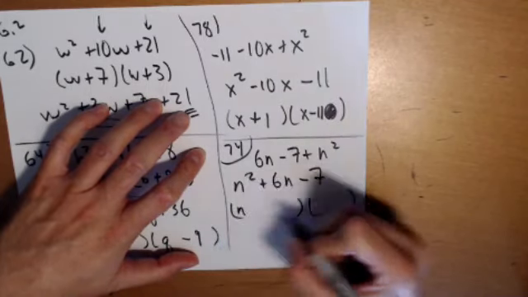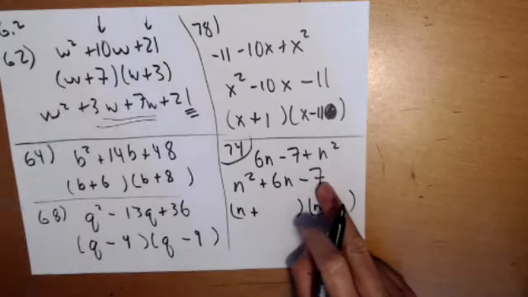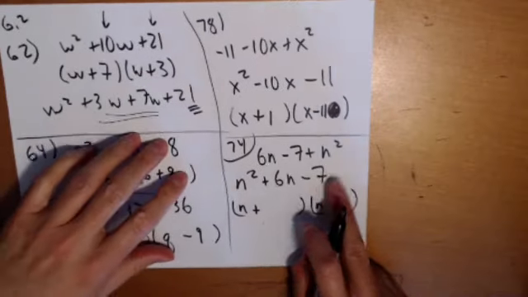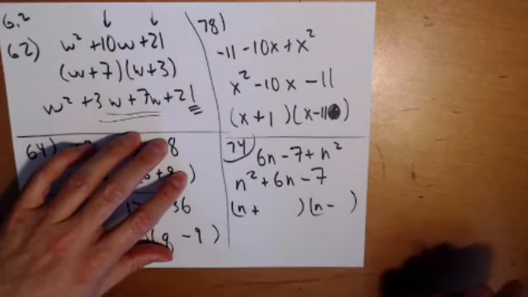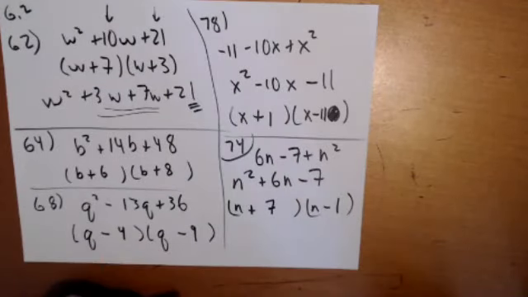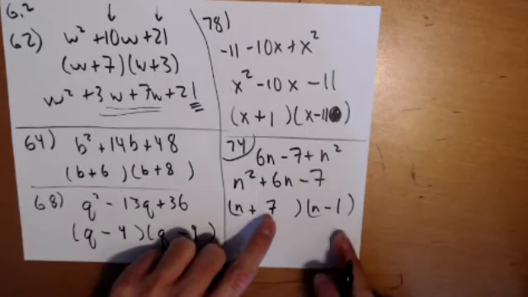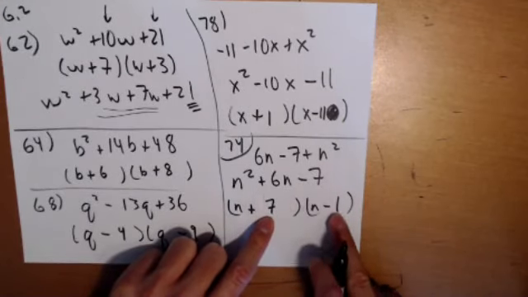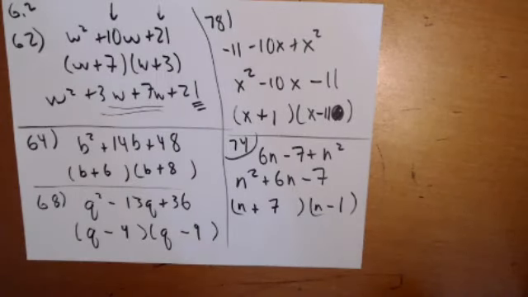Okay, n, positive, negative. So the only way to get 7 is 7 times 1. Signs are different, and the bigger guy is positive. So 7 and 1, 7's the bigger guy. Maybe you don't like that logic. Just double check. What's 7 times negative 1? Negative 7. What's positive 7 combined with negative 1? Positive 6. Okay. That explanation was a little bit better. Whew.